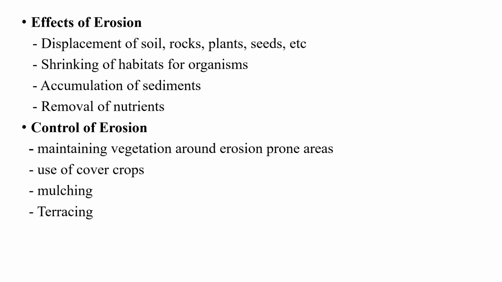Then you have another way of controlling erosion that is popularly referred to as mulching. Mulching is commonly used when people plant yam.